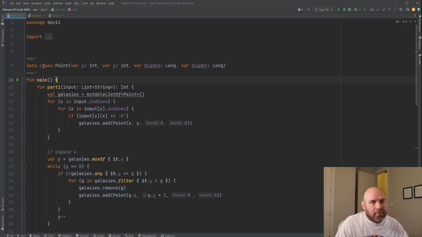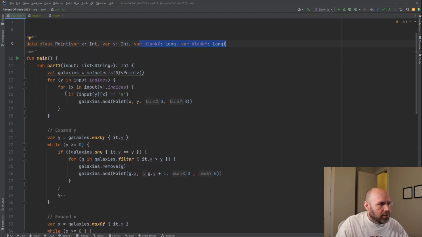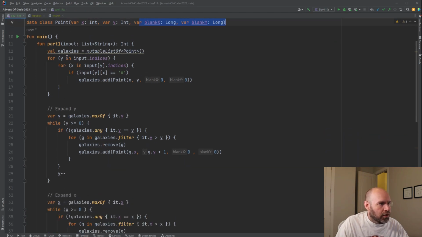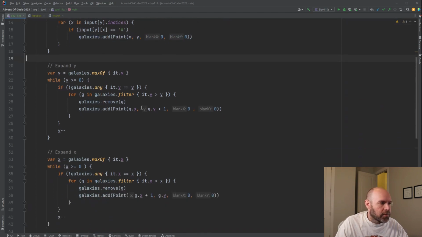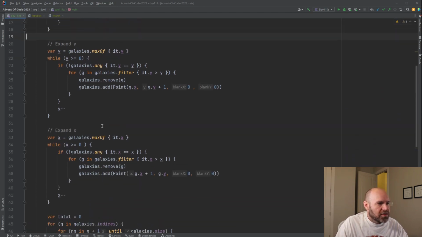So since this is a pretty sparsely populated graph, I'm going to use a list of points. And don't worry about the blank X or Y, that's going to be happening for part 2. And then we'll take in our information, anything that's a galaxy, we'll add it to our galaxy's point. The next thing we're going to do is expand the galaxy in both X and Y directions.